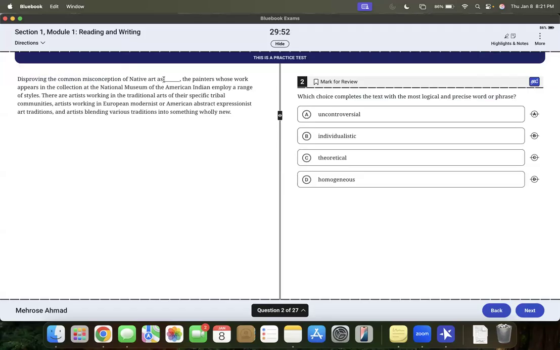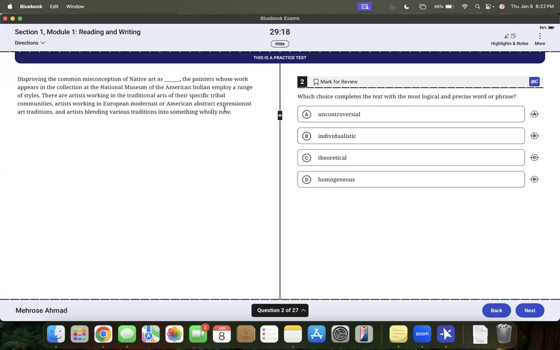Disproving the common misconception of native art as blank, painters whose work appears in the National Museum of the American Indian are a broad range of styles. There are artists working in the traditional style of their tribal communities, artists in the European modernist or American abstract, and artists blending tradition into something wholly new. Okay, the next sentence is talking about artists working in very diverse spheres. They're working in their traditional tribal communities, in European sectors, in American abstract arts, and some of them are just doing something completely new.